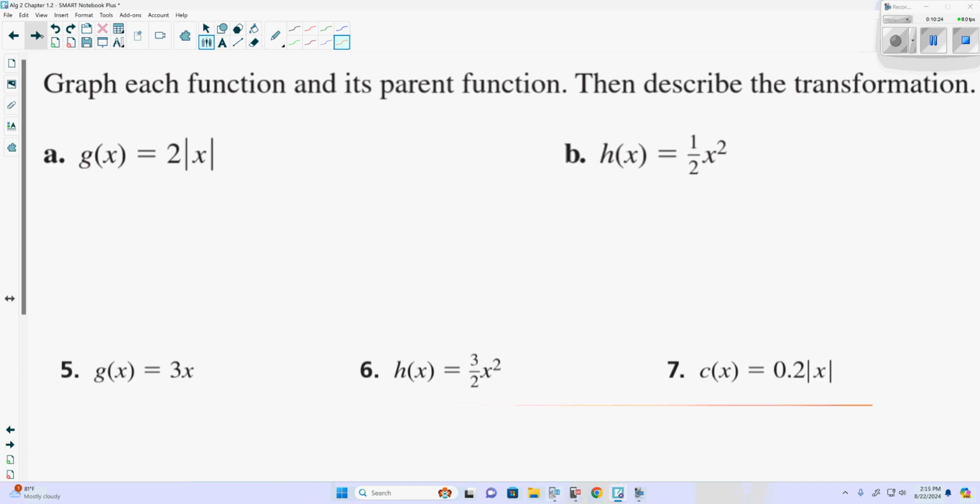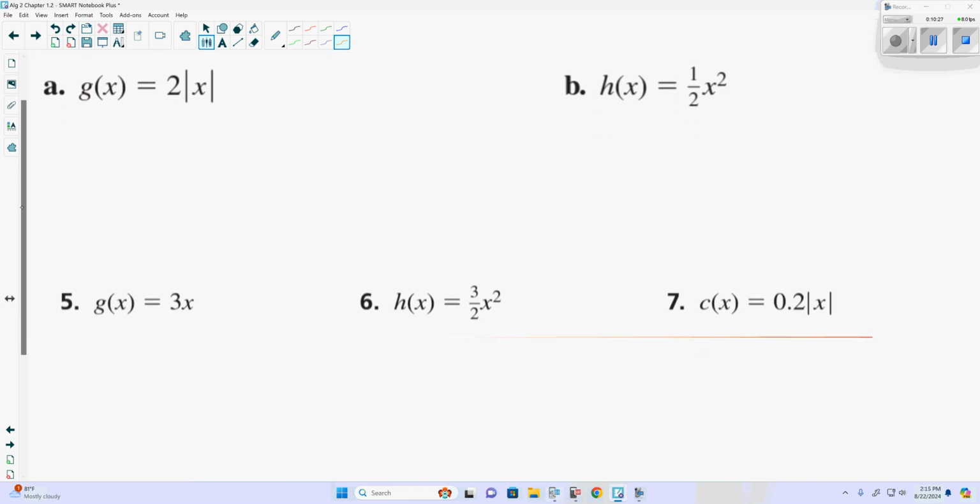Now let's look at our first example. T of x equals 2 times the absolute value of x. Well, what's its parent function? Absolute value. So I'm going to write the parent or the general version of this function here. Now, as I said before, you don't have to write this out every single time, but if it does help, write it out. A times the absolute value of x minus h, plus k.